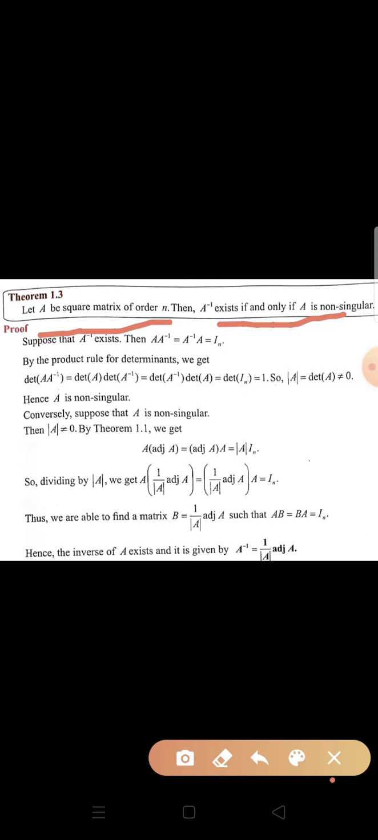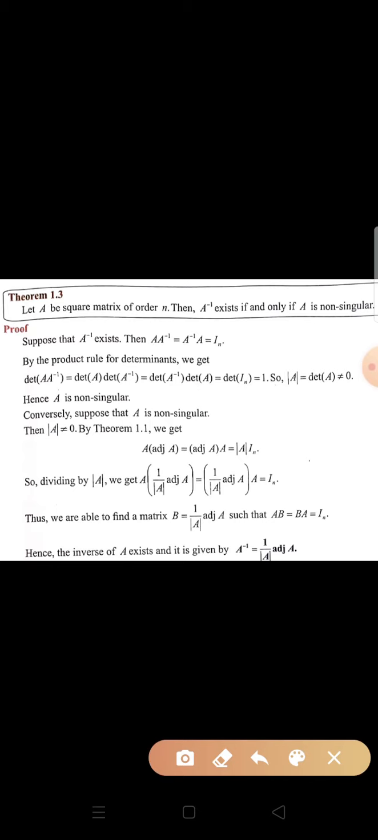Both are the same. Okay. Now suppose that A inverse exists. By our inverse theorem, note A into A inverse is equal to A inverse into A is equal to In. By the product rule for determinants, taking determinant, determinant A into determinant A inverse, determinant A inverse into determinant A equal to determinant In. Determinant In is equal to 1. So determinant A is not equal to 0.